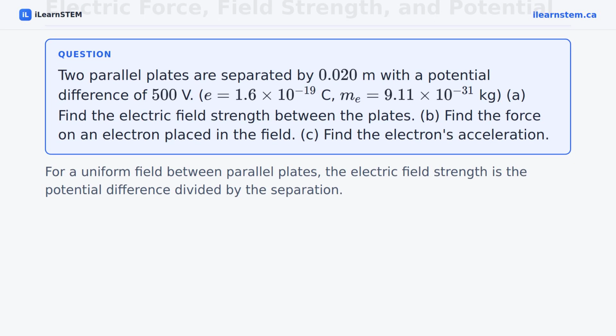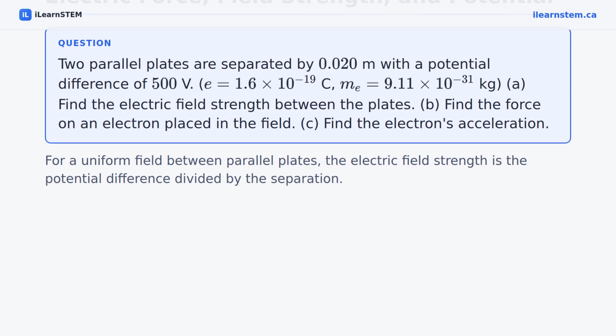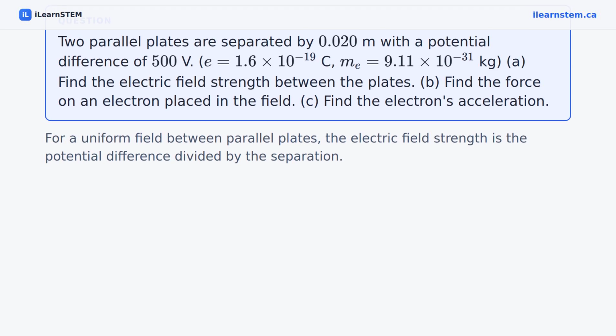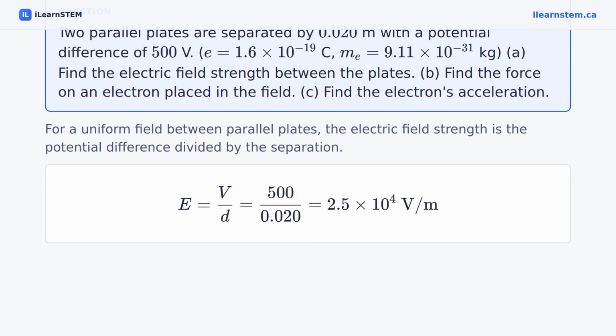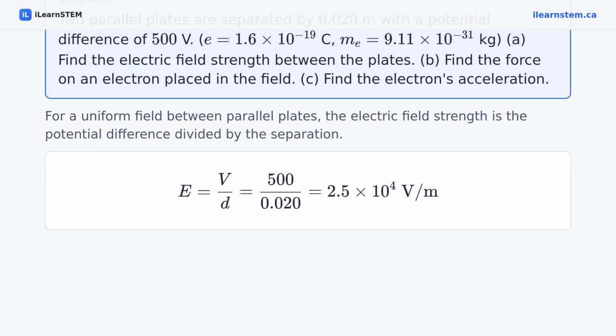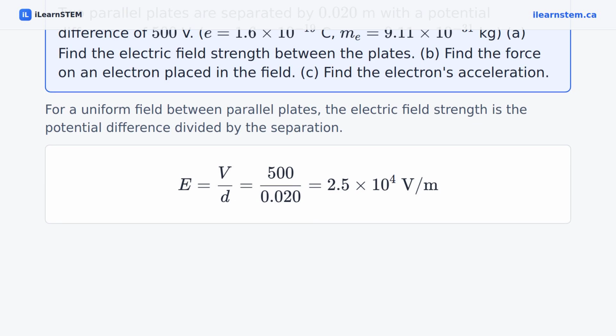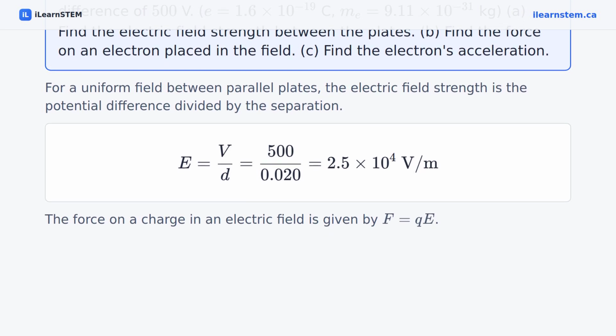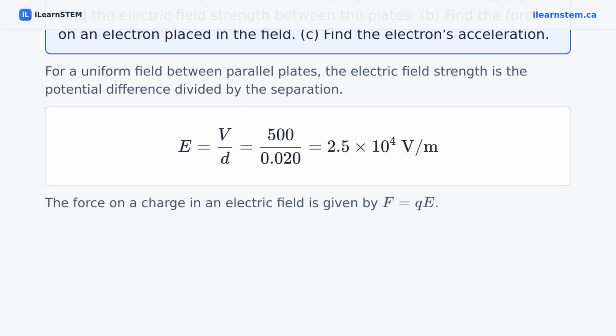First, recall that for a uniform field between parallel plates, the electric field strength equals the potential difference divided by the separation. So E equals V over d, which is 500 divided by 0.020, giving 2.5 times 10 to the 4 volts per meter. Next, the force on a charge in an electric field is given by F equals qE.